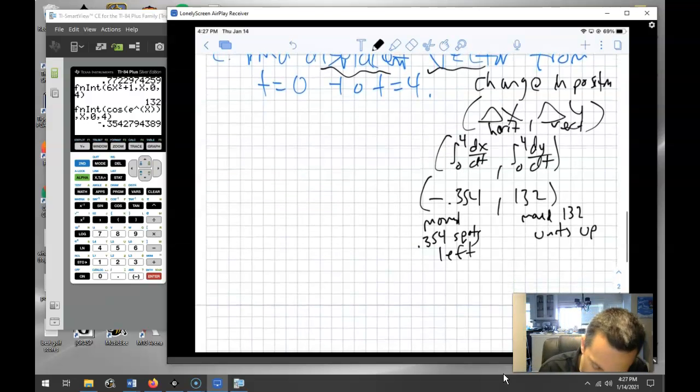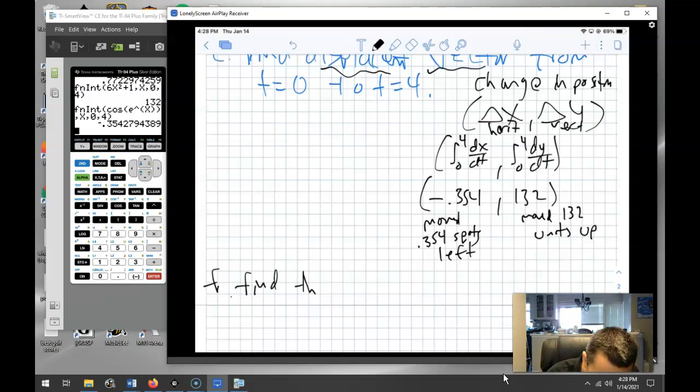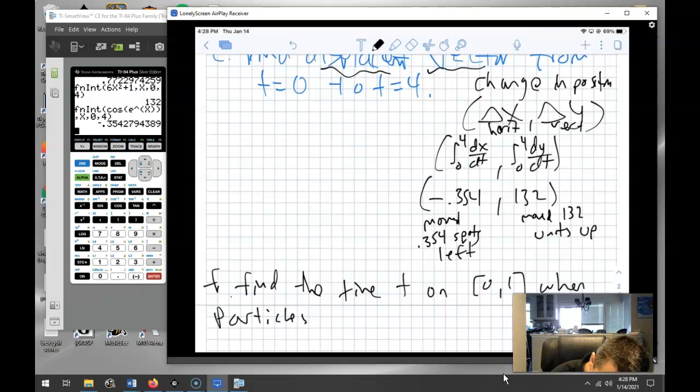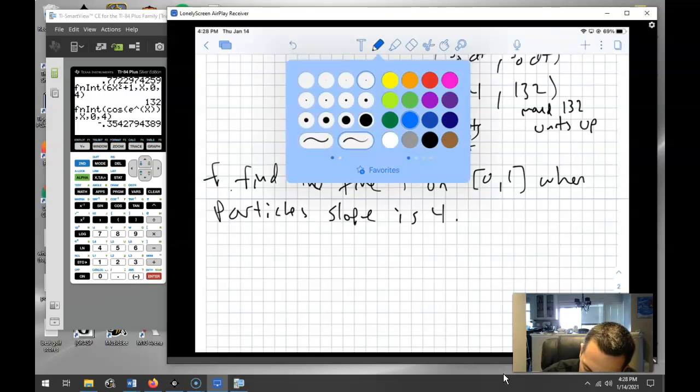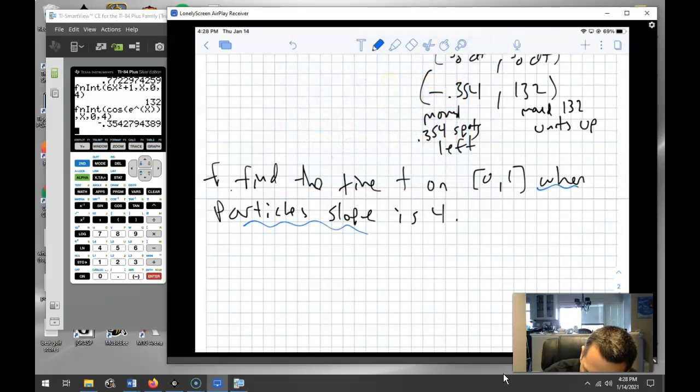Okay, the last part of this problem that I wanted to share with you, part F, is find the time t on 0, 1 when the particle's slope is 4. So I want to take this particle slope is 4 and turn this into an equation. Okay, so if my slope is equal to 4, how do we kind of qualify slope? Well, slope is just dy dx. So that's saying that dy dx is equal to 4.